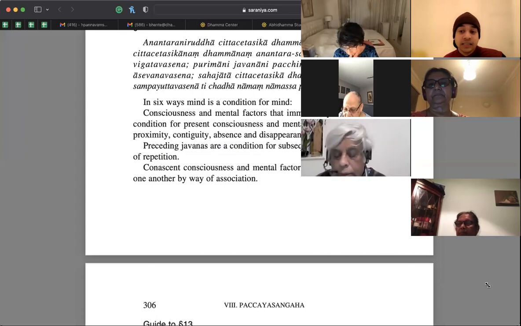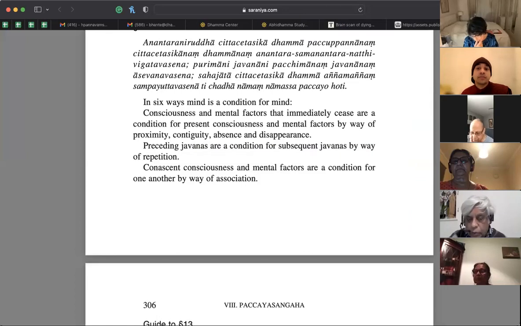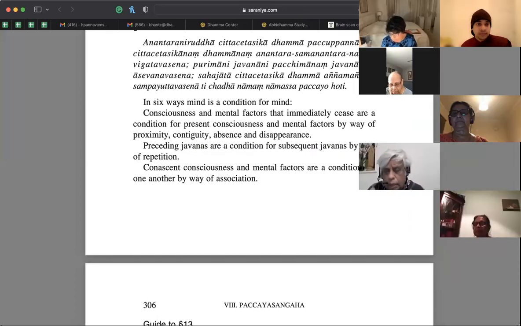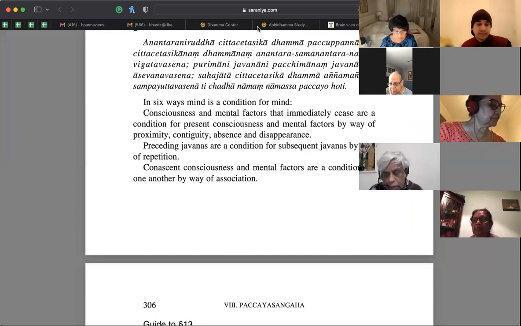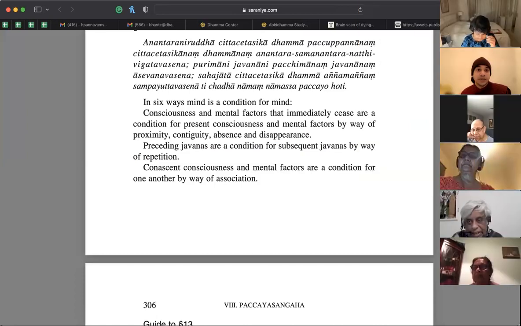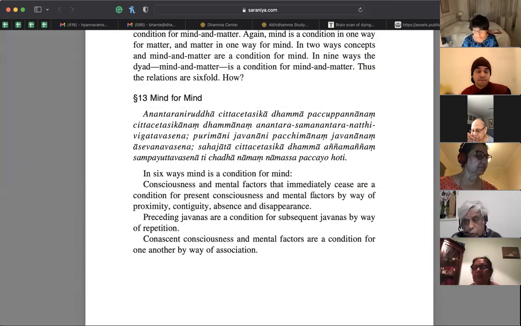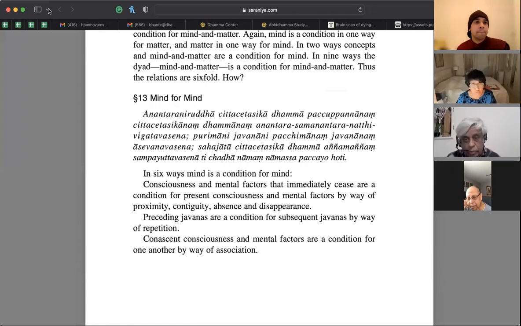Bhante, it will be better if you go through table 8.3, which is quoted in the previous paragraph, and give us a brief explanation. A brief explanation. No, because it's quoted in the previous one, we actually went through table 2.2 instead of 8.3.